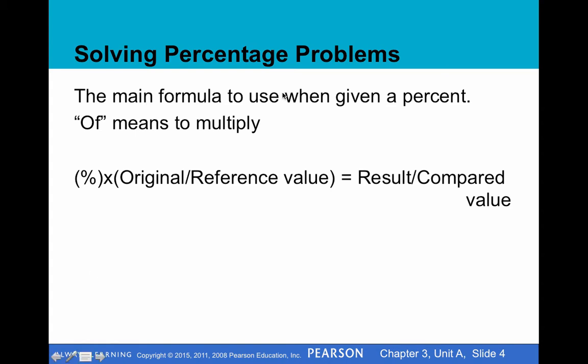Remember that if we give you a percent in the problem, then you can use this formula. The other key thing to remember is that whenever the word "of" is in the problem, it means to multiply. So here's our formula. We have the percent times, that's the "of" part right here, the original or reference value. It depends on what makes more sense based on the wording of the problem. Either the original or the reference value equals the result, or what the book sometimes calls the compared value. That's the formula. I copied and pasted it into every example in this part 1.